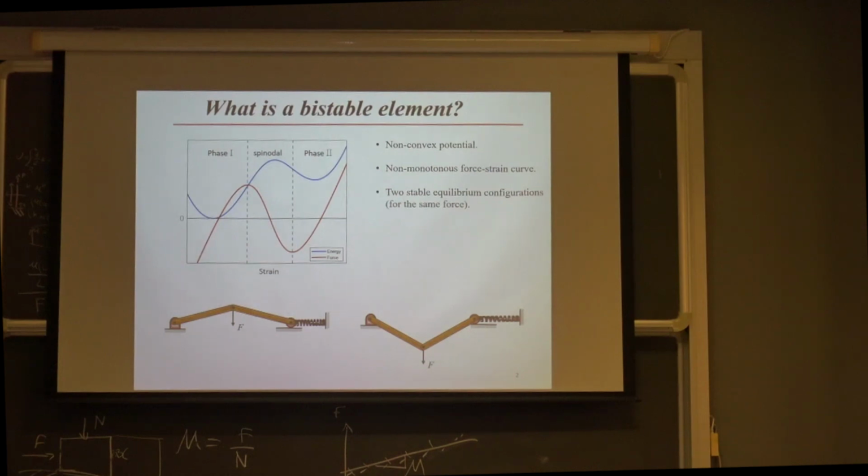Therefore, we have two stable equilibrium configurations for the same force, or in other words, we have two phases with positive stiffness, phase 1 and phase 2, separated by a negative stiffness spinodal region.